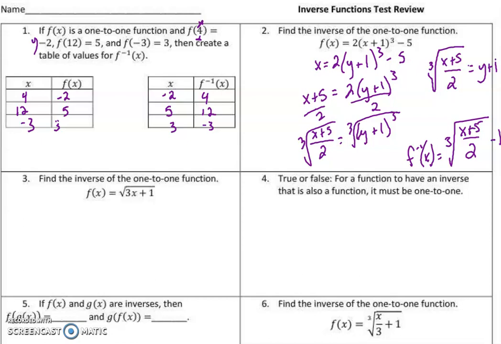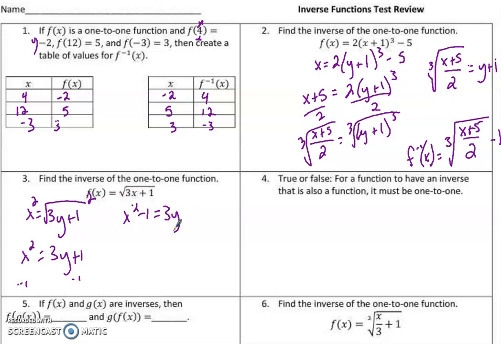Alright, number 3, find the inverse of the 1-to-1 function. Same process. Let's swap the x and the y. X equals the square root of 3y plus 1. To try and get y by itself, the first thing I want to do is square both sides. That way I can cancel out that square root symbol. X squared equals 3y plus 1. I'm going to subtract 1 on both sides. So x squared minus 1 equals 3y.